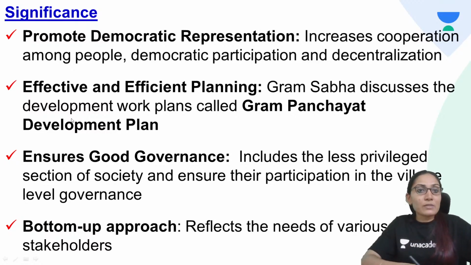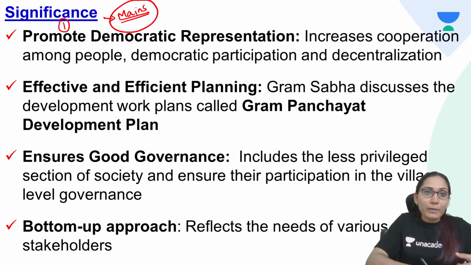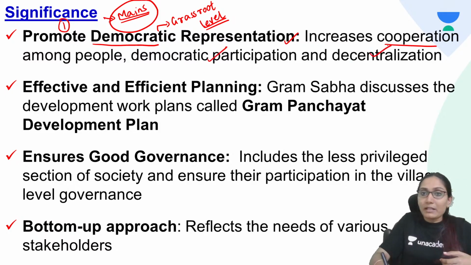Now, let's come to the significance of Panchayati Raj institutions. First, this is a very important topic for your mains examination. Okay, very important for mains. First one, to promote democratic representation. Why? Because democracy reaches even the grassroots level. So it will promote democratic representation. It increases the cooperation among people, democratic participation and decentralization. What is meant by decentralization? It is delegating the power and authority to the lower levels of the government.